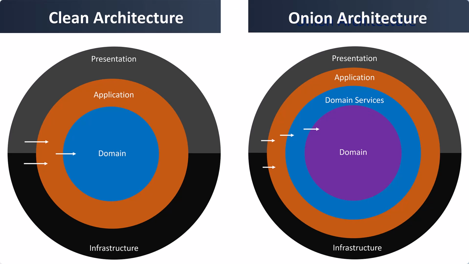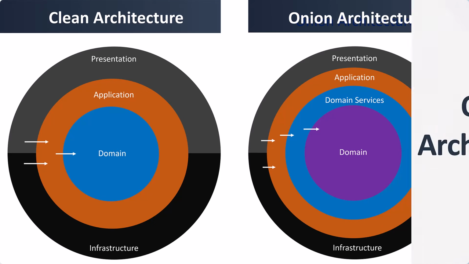Clean basically says that dependencies point inwards, and onion says dependencies point inwards, and here are the exact named layers, that is, domain model and domain services are two separate things. In practice, both of them are trying to achieve the same goal. You will often hear developers use the terms interchangeably. The deeper you go, larger teams, more complex domain, the more value you get from onion's explicit naming.